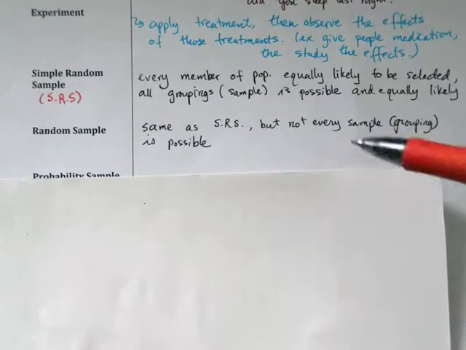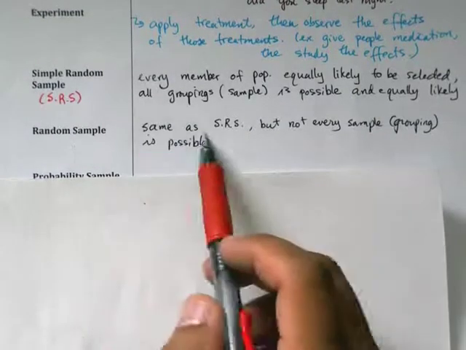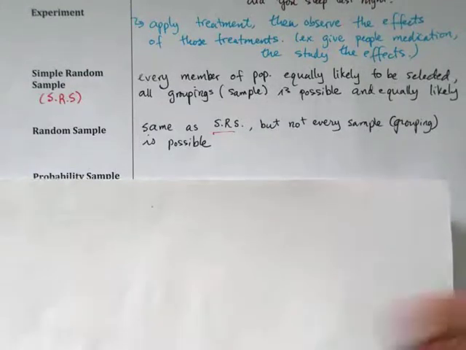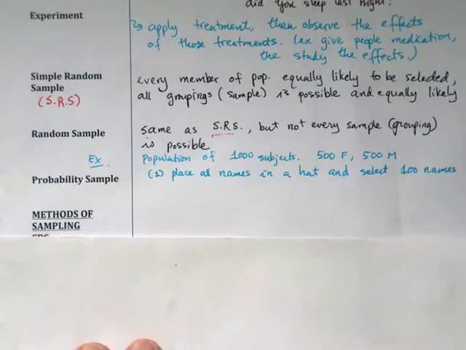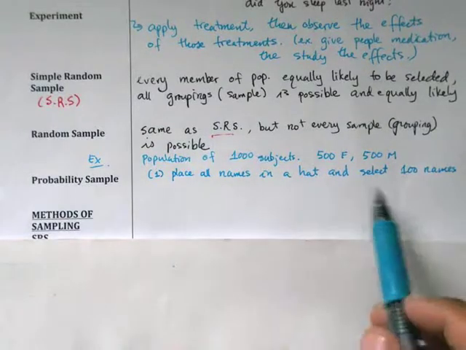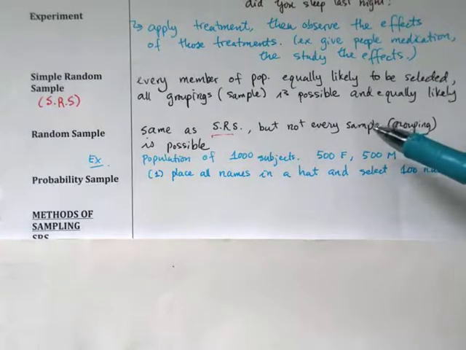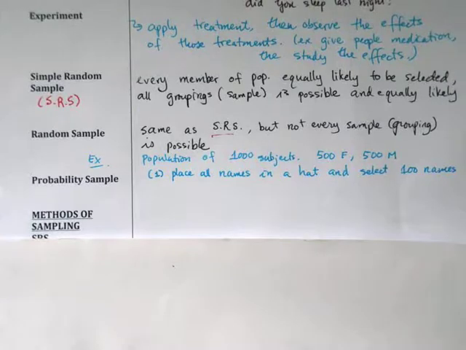In a random sample, it's the same thing as a simple random sample, but not every grouping or sample is possible. Okay? So let's take a look at a quick example here. This will probably illustrate it better than anything that I'm saying right now. I had a sample of 1,000 subjects, 500 female, 500 male. First, I try to take the sample by placing all names in a hat and selecting 100 names randomly. In this case, this is a simple random sample. It's simple random because everybody has an equal chance of being selected, and all groupings are possible.